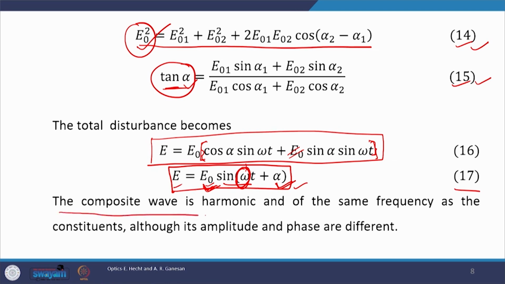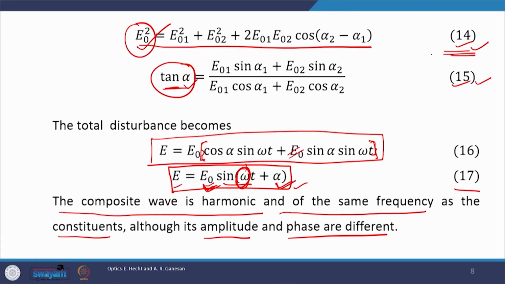The composite wave is a harmonic wave and it has the same frequency as that of the constituent waves, but its amplitude and the phase are different. Yeah, the alpha is different and E naught is different. Amplitude and the phase are different while omega is the same.